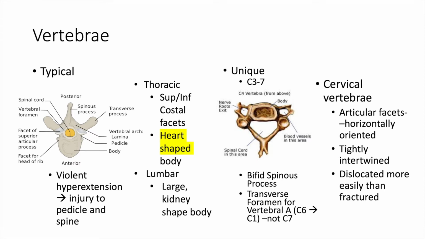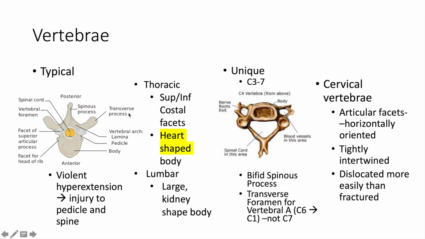So if there's a violent hyperextension of our spine, there's going to be an injury to the pedicle as well as the spine. So let's talk about where the pedicle is. The pedicle is right here between the body and the transverse processes. Pedicle means feet. So I sort of think of these as feet coming right off the body, pushing on these transverse processes. So it makes sense that the pedicle might be hurt with a violent hyperextension.